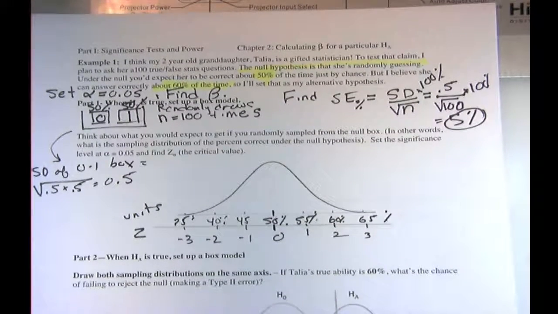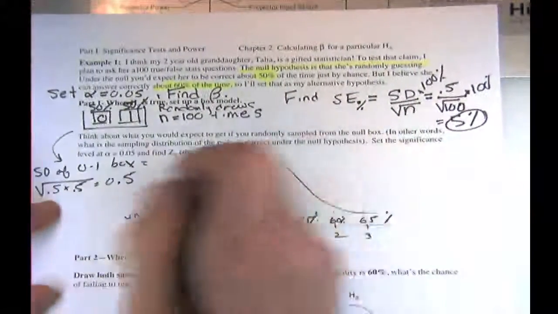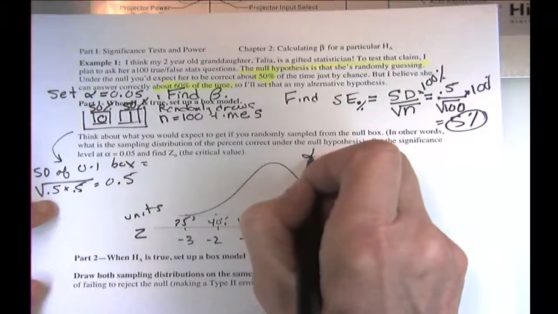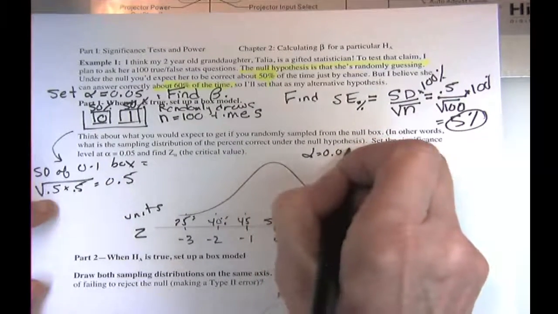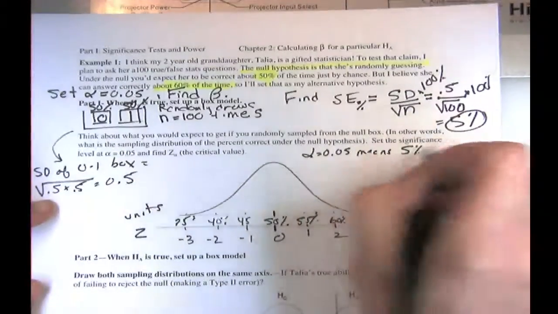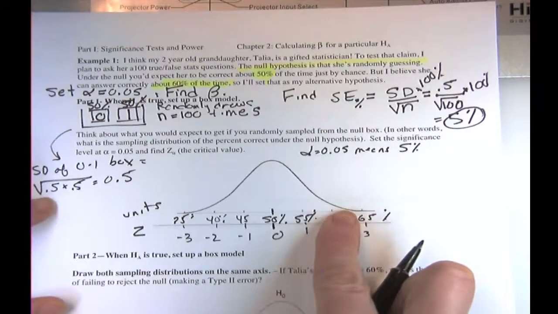So the first thing is, where are we going to set our null cutoff here? So alpha, we want 5% in the tail. Alpha equal to 0.05 means 5% in this tail. Why?